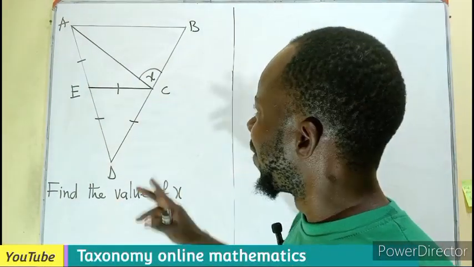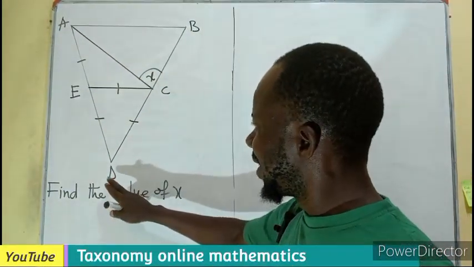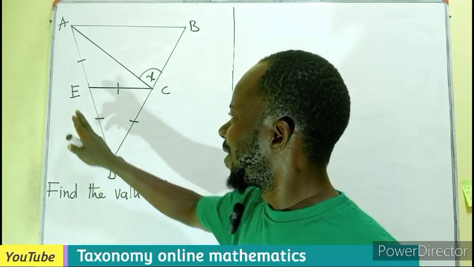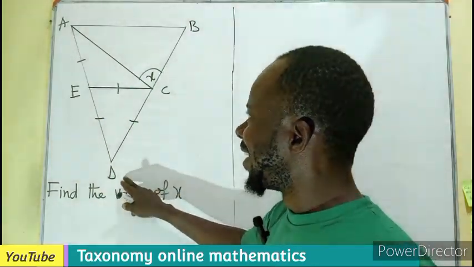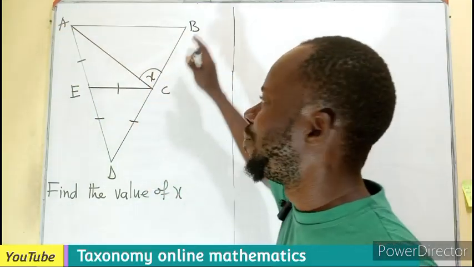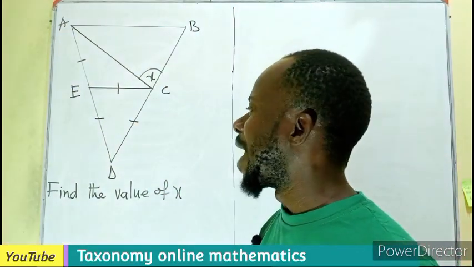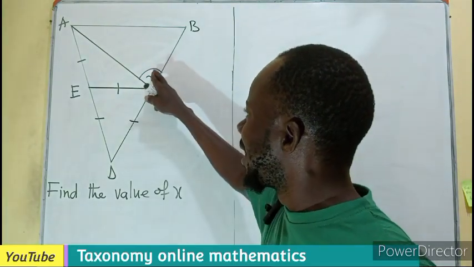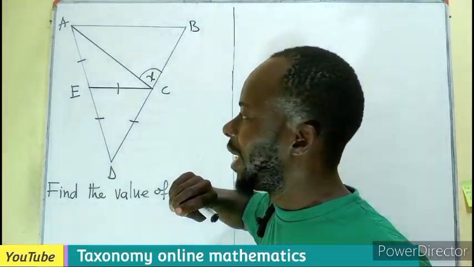Hello, we have triangle ABD, triangle ECD, triangle ACE, and ACB. These are the various triangles that we have. And we are asked to find the angle marked X in them.